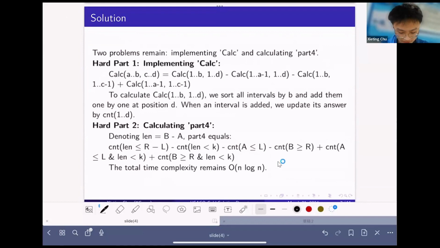So first, how to implement calc. Generally, we need to compute calc over A to B, that is, the L bound is in A to B, and the R bound is in C to D. If we want to calculate this, we can first translate it into 4 parts. And now we change the problem into calculating for 1 to B and 1 to D. To do this, we can sort all the intervals by B and add them one by one at position D. When an interval is added, we update its answer by the sum of cnt over 1 to D.